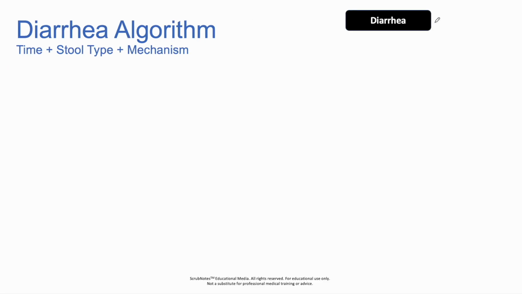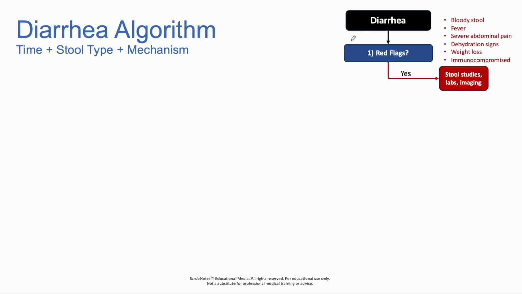Here's an algorithm I like to use to approach diarrhea. So I start with any red flags, checking for bloody stool, fever, severe pain, dehydration, unintentional weight loss. If any of those are true, then you're probably going to refer to more urgent assessments, so looking at stool studies, labs, and imaging. If no red flags are present, then I'm going to proceed to time course, because that's a really key distinguisher for us.